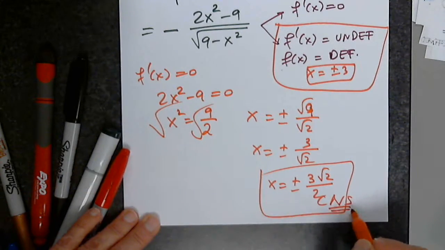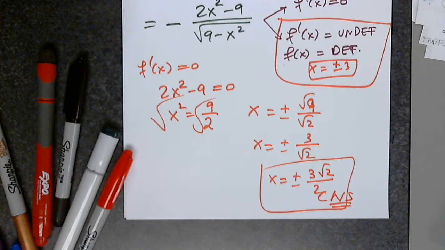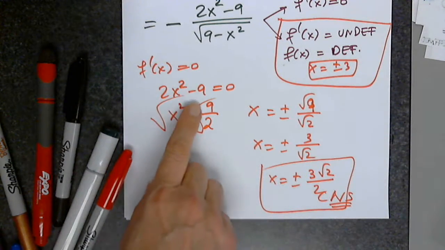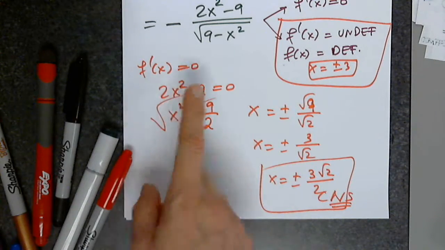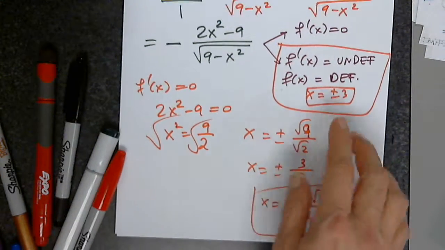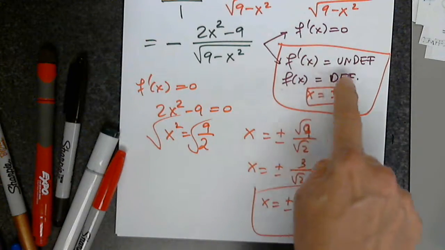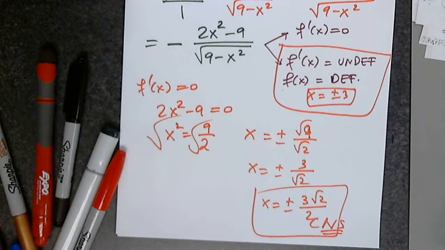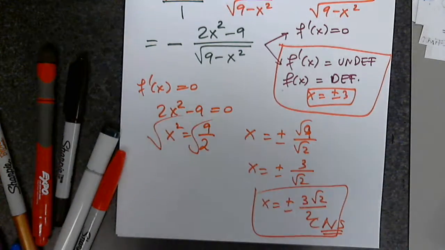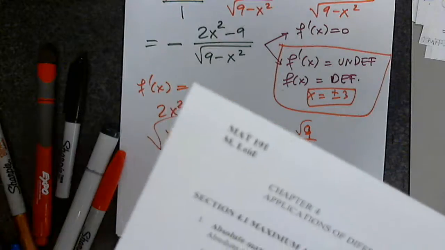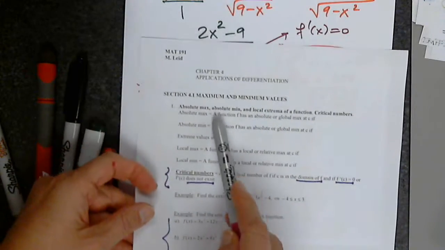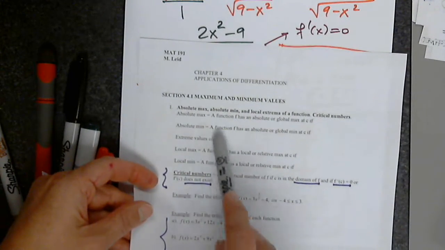Critical numbers. So this function has 4 critical numbers. 2 coming from f prime being 0, these 2, and 2 coming from f prime being undefined where the function is defined, and these are the 2. Any questions? Any questions? Okay, I would like to come back here and discuss these so we can put them in.